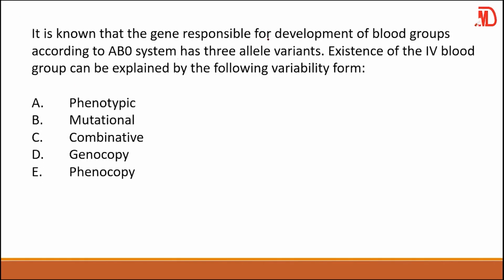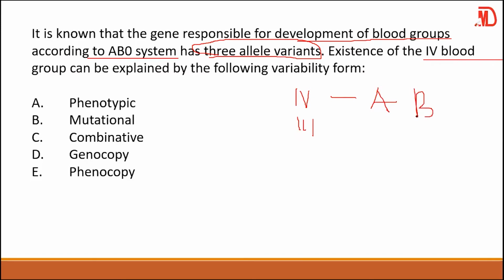It is known that the gene responsible for development of blood groups, according to the ABO system, has 3 allele variants. Existence of the 4th blood group can be explained by the following form of variability. Now, what blood group is blood group 4? Who can tell me? AB. Good. So we have a combination of blood group A and blood group B.